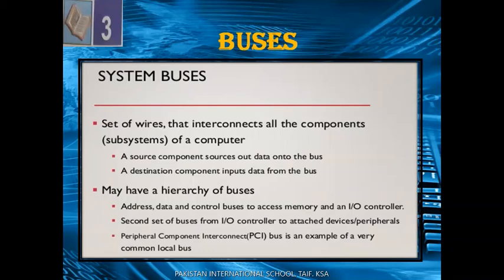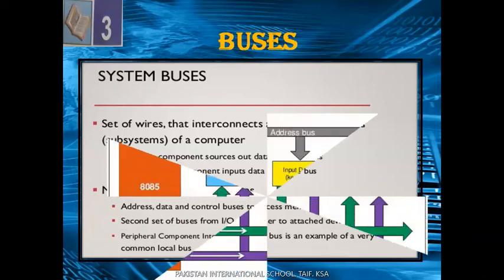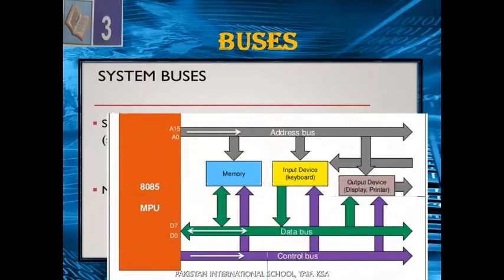There may be a hierarchy of buses, with address, data and control buses to access memory and the I/O controller, and a second set of buses from the I/O controller to attach device peripherals. Peripheral Component Interconnect, the PCI bus, is an example of a very common local bus. So the system bus is a combination of the address, data, and control bus, and it is a complete system which is used to control all the activities inside the system.